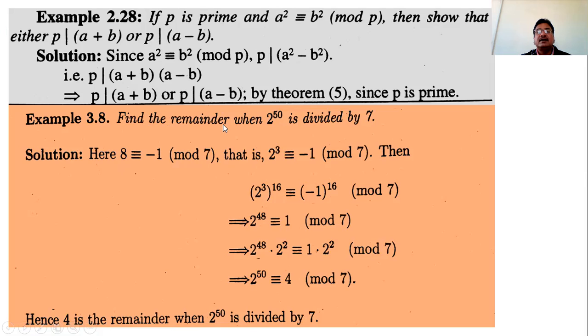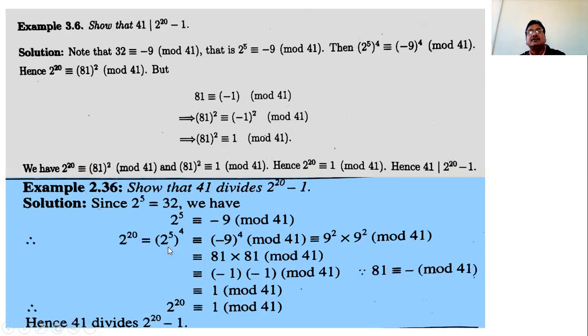Then find the remainder when 2 raised to 50 is divided by 7. So this is the question, find the remainder, the same type of questions. Here is the question. We see first this question: show that 41 divides 2 raised to 20 minus 1.